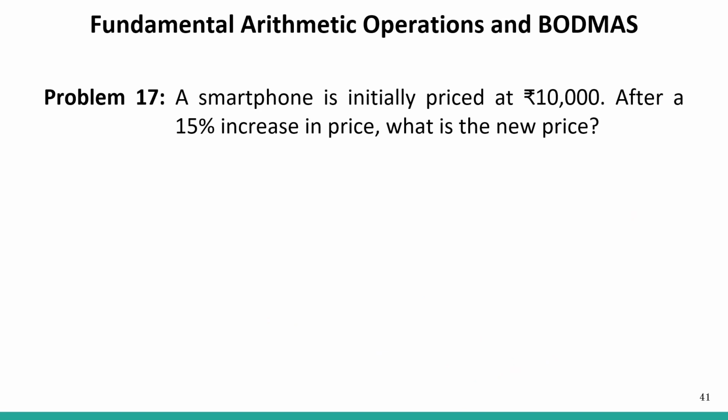So problem number 17. It asks us that a smartphone is initially priced at 10,000 rupees. After a 15% increase in price, what you have is a smartphone. Okay, its initial price is 10,000 rupees, and what you saw is a 15% increase in price. So what is the new price? Okay, so original or initial price 10,000. Okay, so 15% increase.